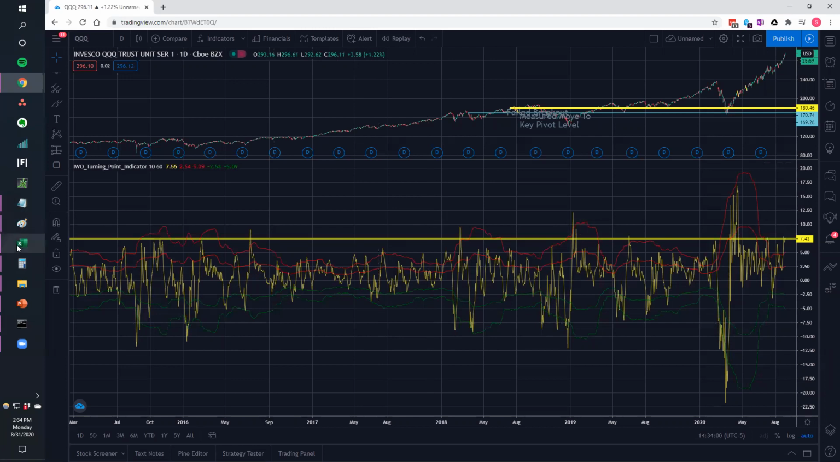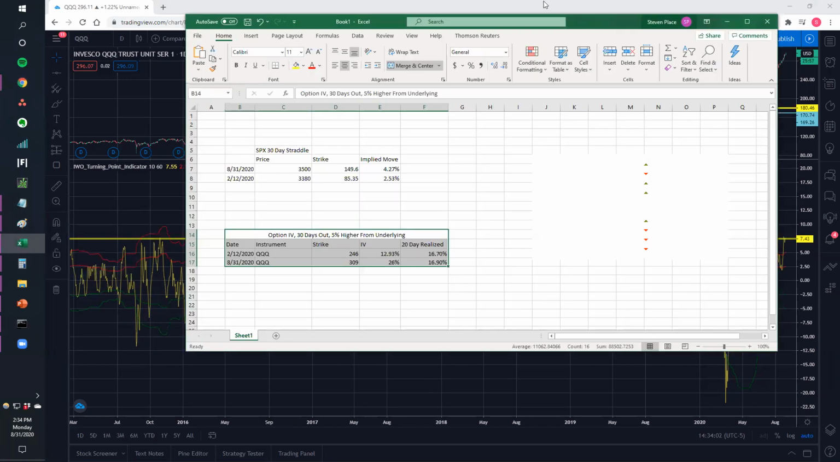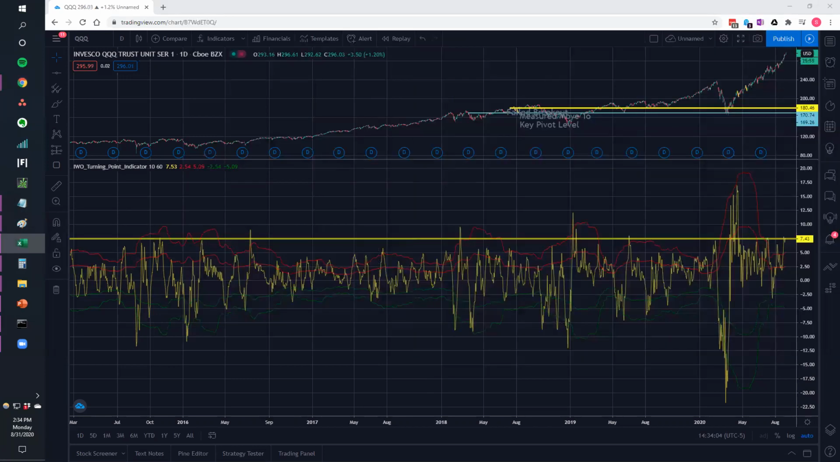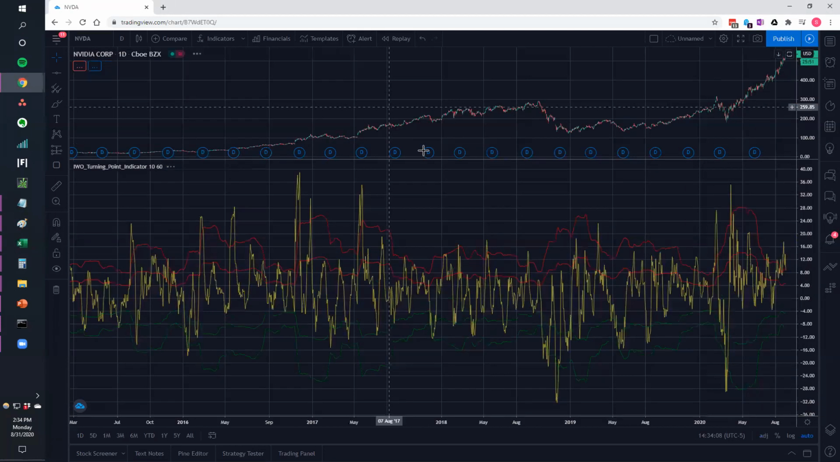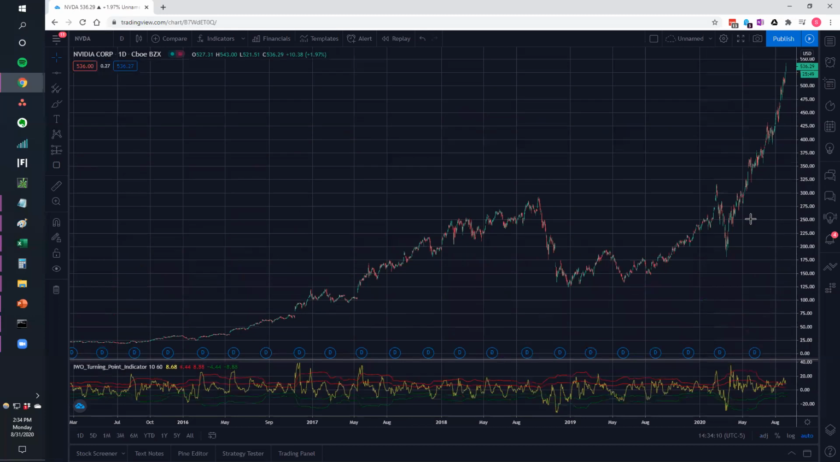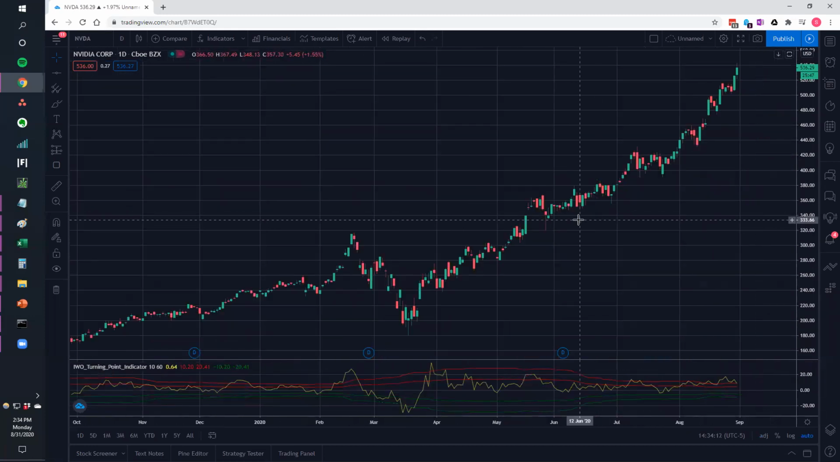One thing that I'd like to do really quick is we're going to pull up a brand new spreadsheet, and I'm going to give you a trade example in NVIDIA, because I am looking to sell call credit spreads in NVIDIA, right? The stock's up a lot. It's parabolic.